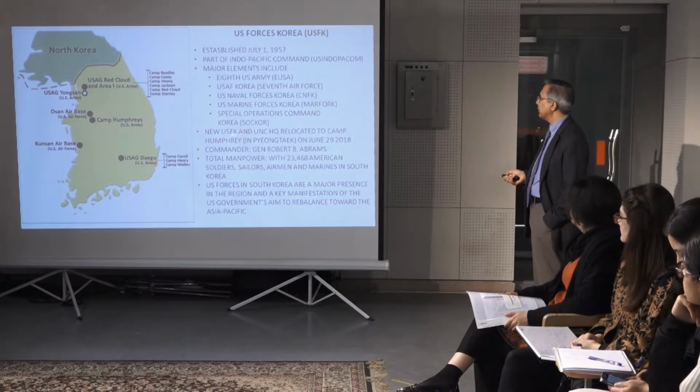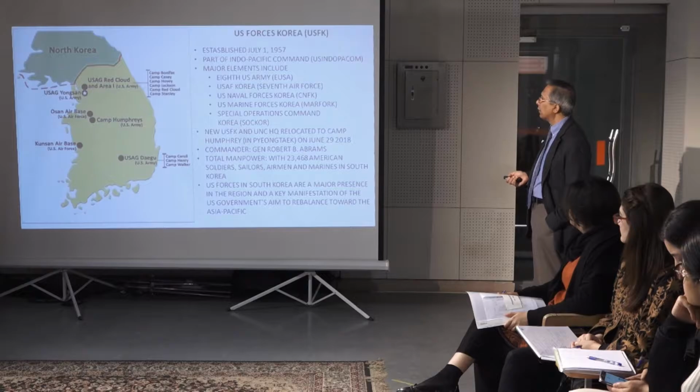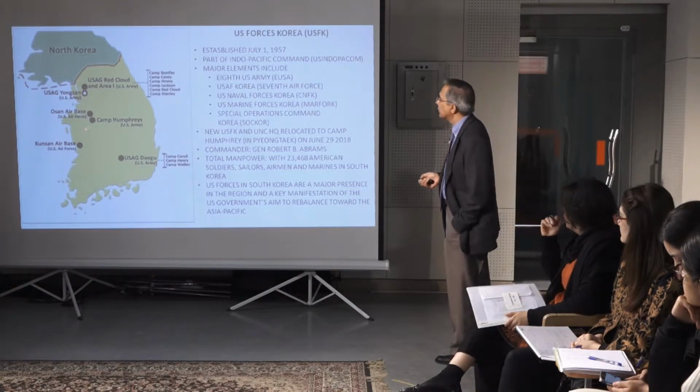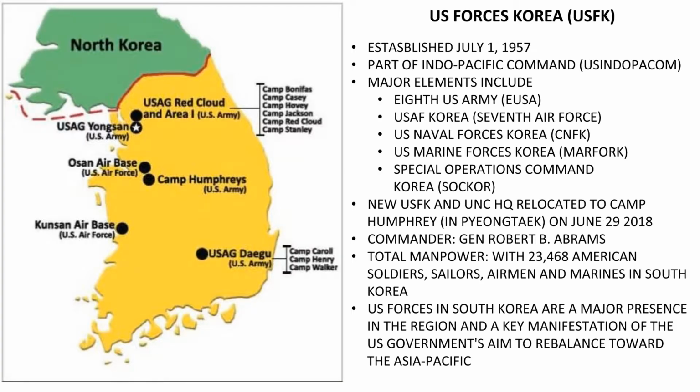Okay, new US Forces Korea and UN Command headquarters have been relocated to Camp Humphreys from Seoul. Previously they were located in Seoul. Where is Seoul? Can you see Seoul? Somewhere near the stars. On June 29, 2018. Their current commander is General Robert B. Abrams.